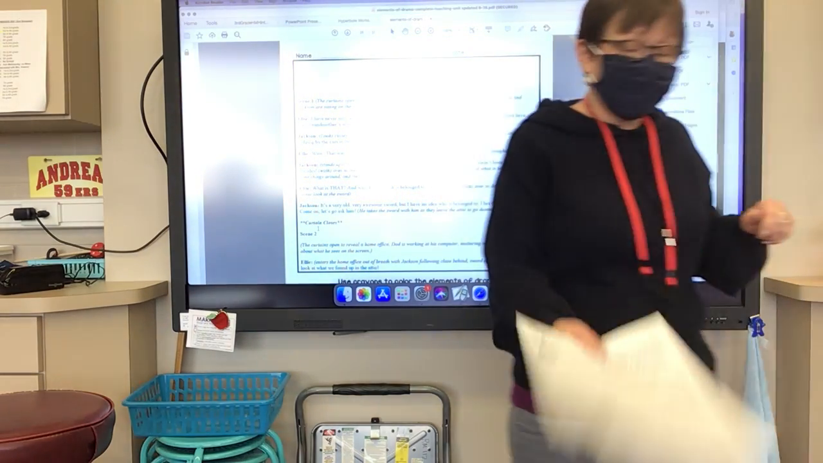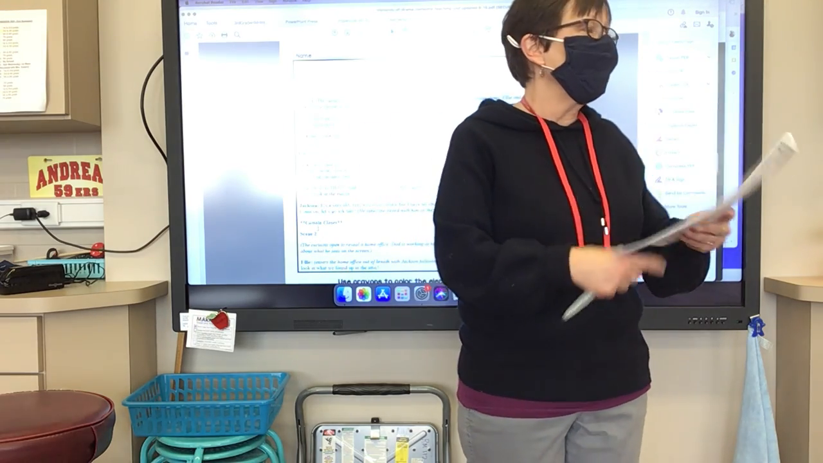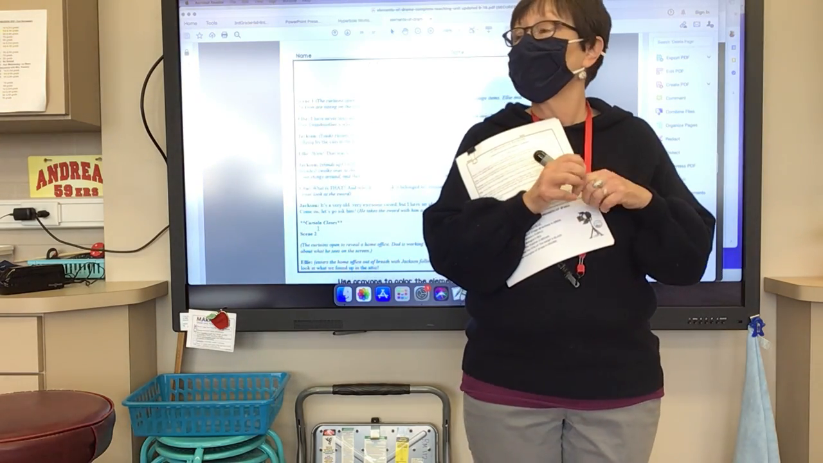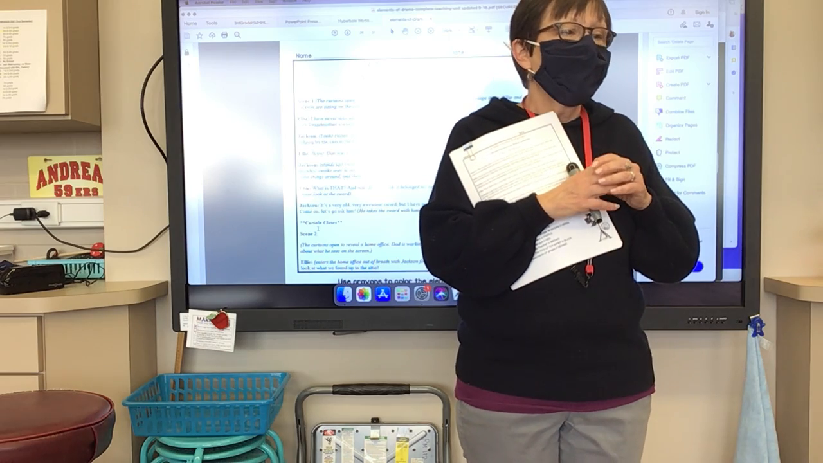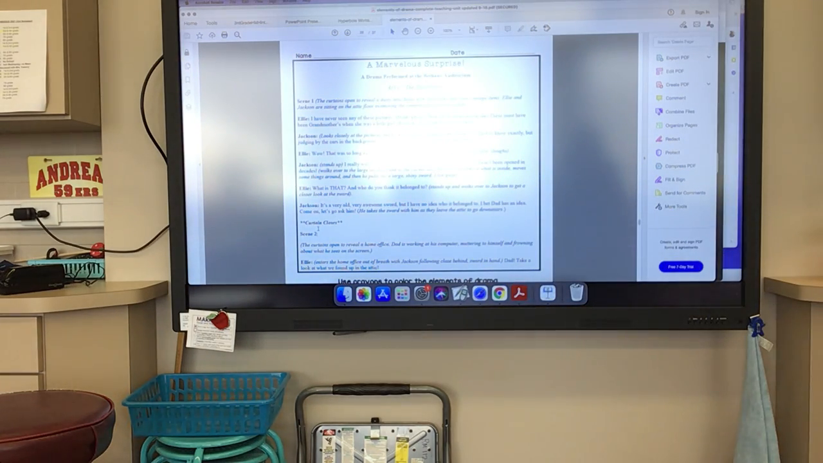And last, underline 3 examples of props in orange. So I'm going to give you a minute or so to do that. Get an orange one out, and then I want you to find 3 props.